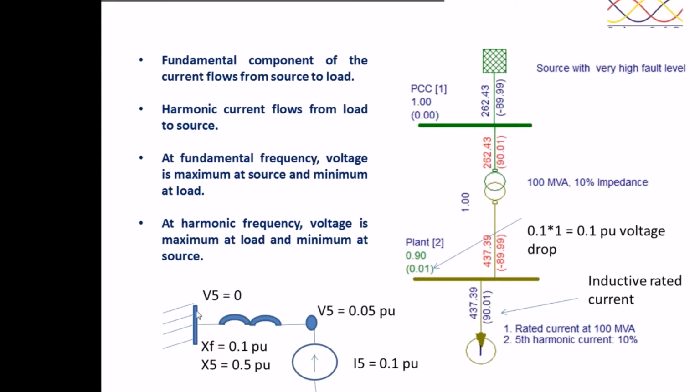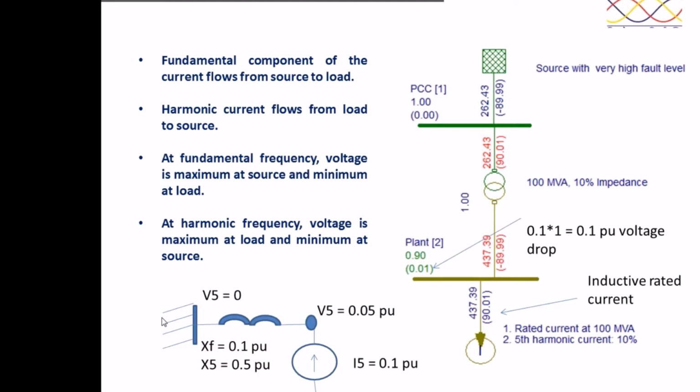At the source, it is an ideal generator. Therefore, within the machine, there is no fifth harmonic voltage. Therefore, what it means is, at harmonic frequency, voltage is maximum at the load and it is minimum at the source. Whenever the harmonic current is flowing from the load to the source, voltage is maximum at the load point and it keeps on dropping and it can be minimum at the source. This is what will happen in the harmonic power flow.